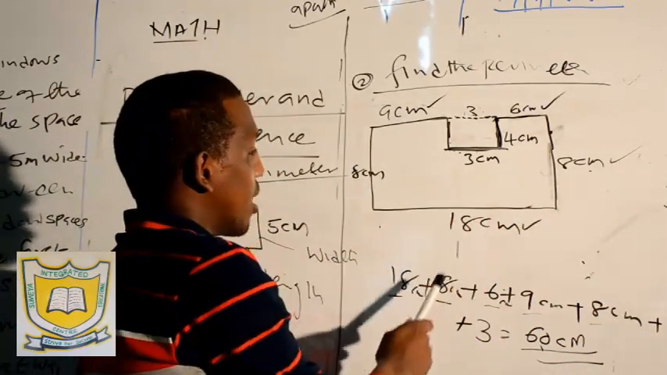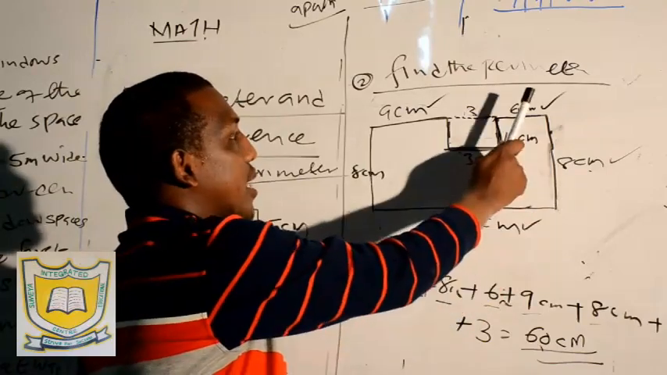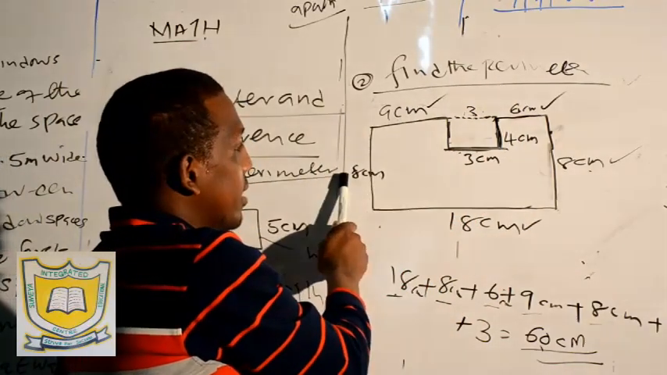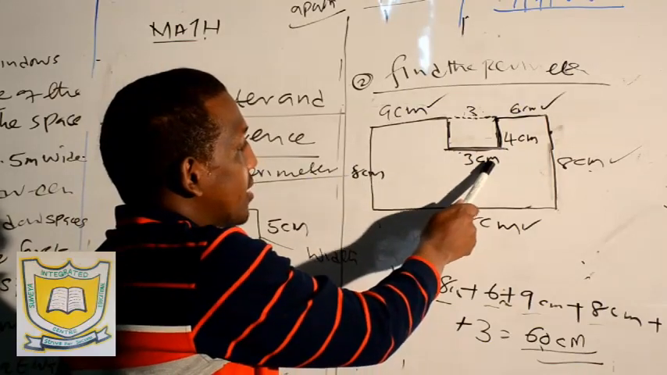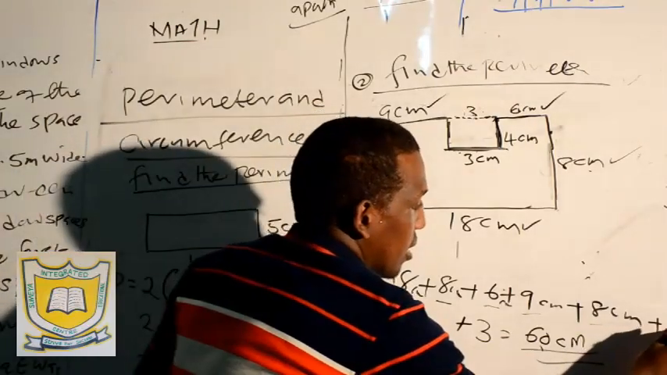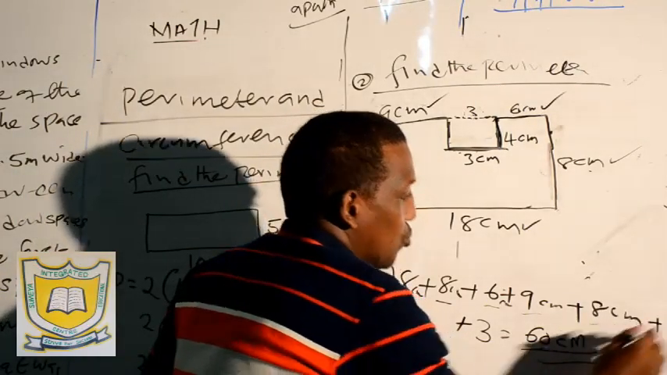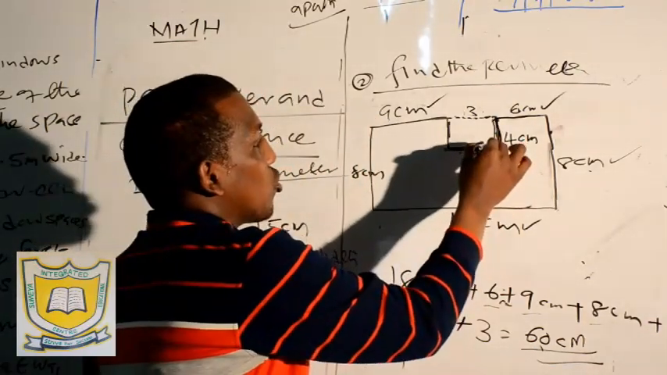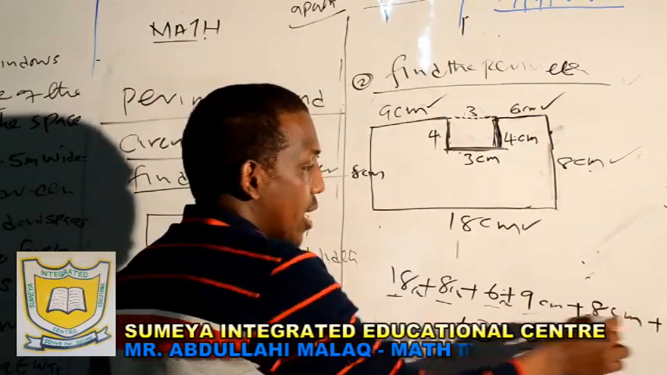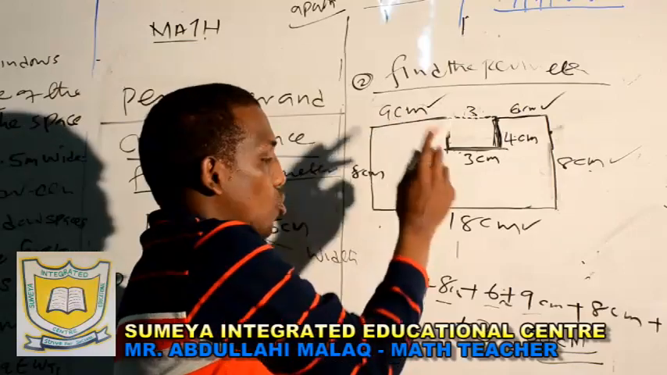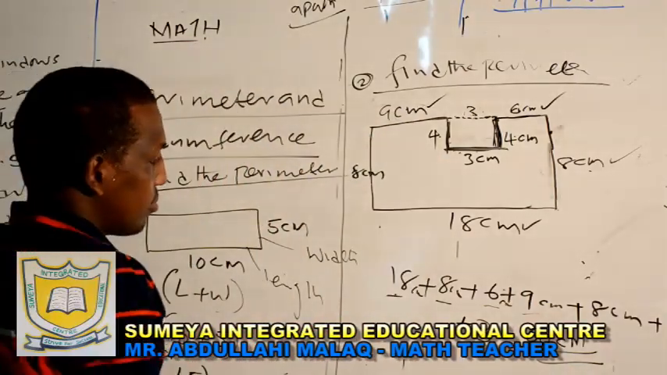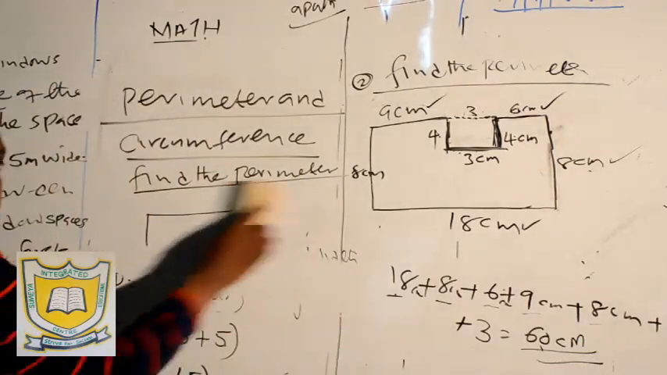So we add all of them now. 18 plus 8 plus 6, 3 we don't add. The line is dotted. Plus 9 plus 8. This line is not dotted. Plus 3 plus 4. Another 4 here. So where is the other 4? Here is 4. Here is 4. The line is full. We add plus 4, plus 4, plus 3. You will get 60 centimeter.